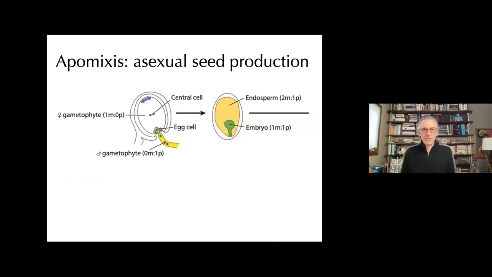So you'll recall that in flowering plants, there is a double fertilization event so that one sperm fertilizes the egg to make the embryo and the other sperm fertilizes the central cell to make the triploid endosperm. And here's the endosperm and here's the embryo. So we then thought, well, what about the possibility that we have asexual seed production going on? This is called apomixis. And so we looked at this by genotyping the offspring. And in fact, to our complete surprise, this is what's happening.